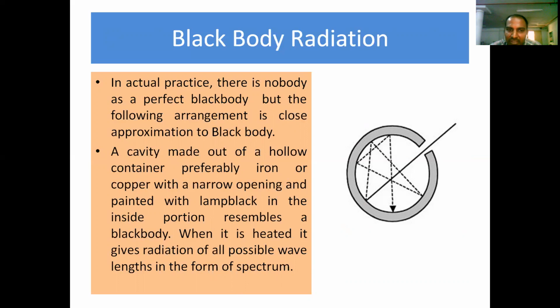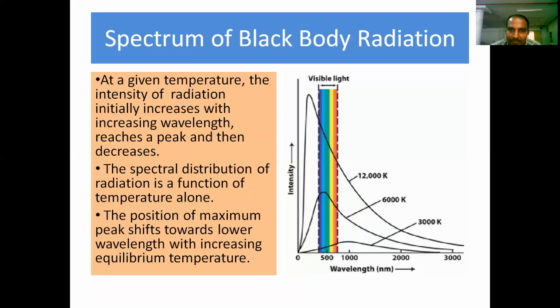It is usually made of either iron or copper, with a narrow opening in the form of a neck, and it is painted on all sides with lamp black. Then it resembles a close approximation to a black body. When such a body is heated, it gives radiations of all possible wavelengths in the form of a spectrum.